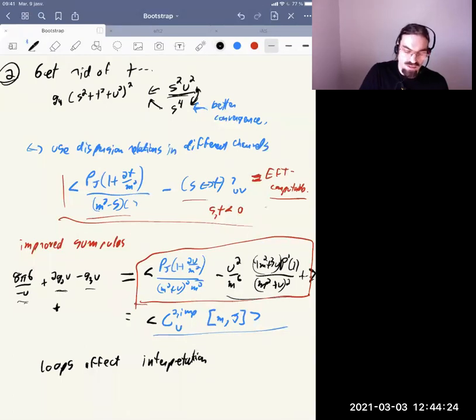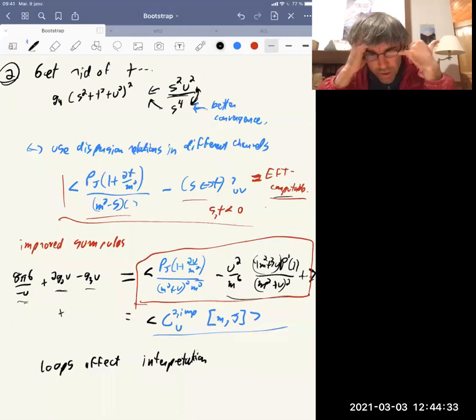There are loop corrections to the left here. Because we use modulo, we use this EFT computable here. Is the point that you're assuming that the loop corrections are going to be small even for U of order M squared?